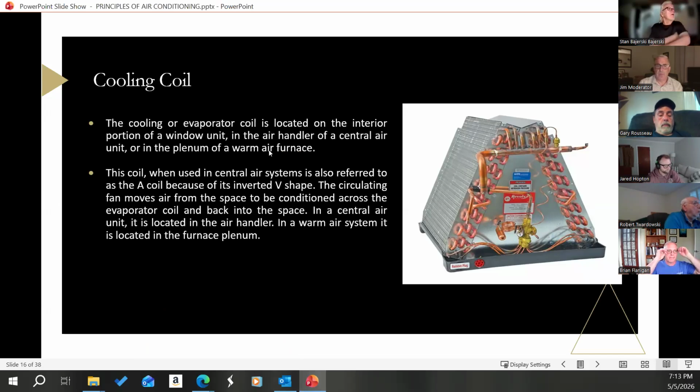The cooling or evaporator coil is located on the interior portion of a window unit, in the air handler of a central air unit, or in the plenum of a warm air furnace. This coil, when used in central air systems, is also referred to as the A coil because of its inverted V shape. Circulating fan moves air from the space to be conditioned across the evaporator coil and back into the space. In the central air unit, it is located in the air handler, and warm air furnace, it is located in the furnace plenum.